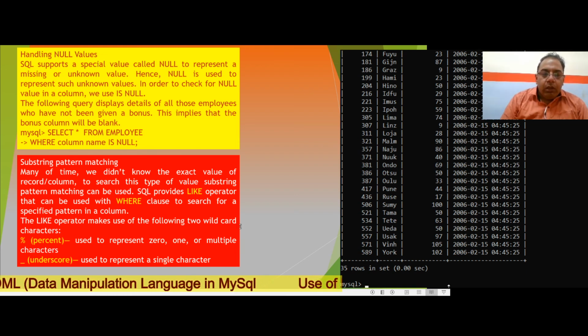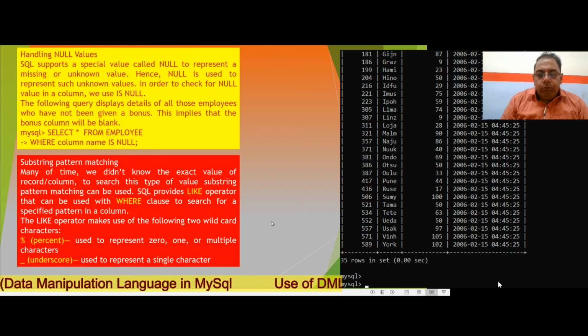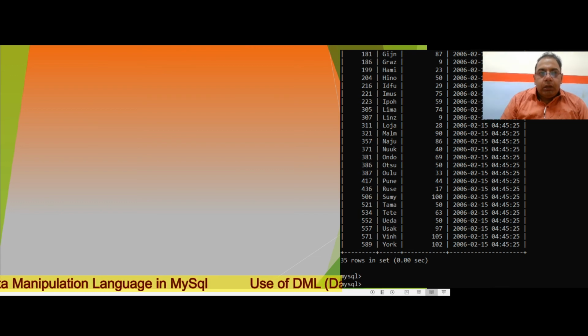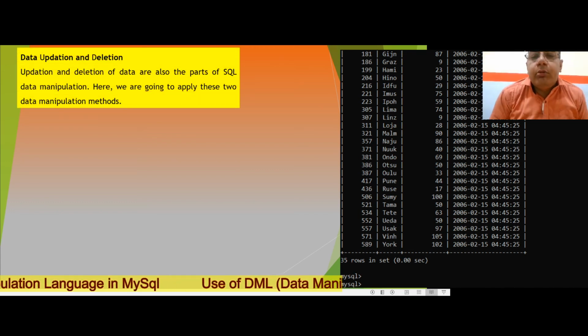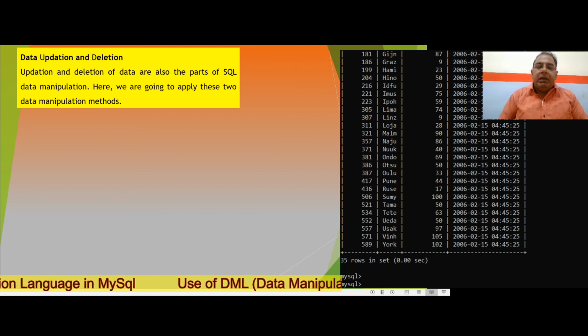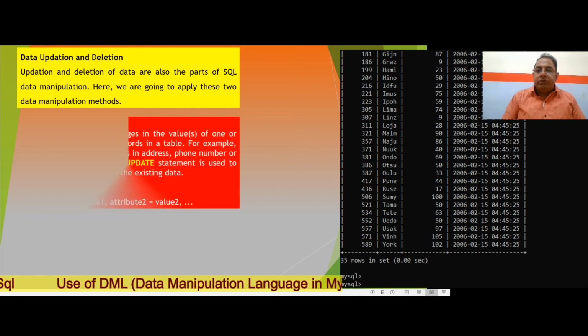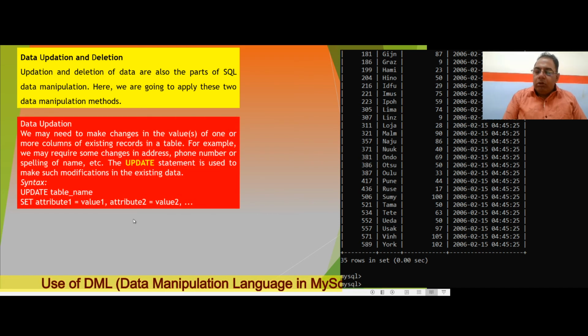Then we have another statement about data updation and deletion. Many times we have the requirement to update the record in the file. For the same, we can use update. The update command is used to update the record.